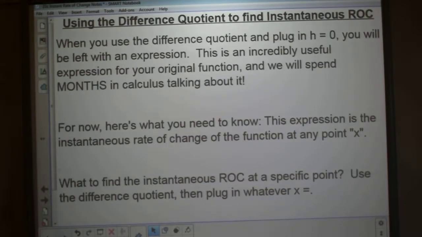When you use the difference quotient and plug in h equals 0, you'll be left with an expression, like 2x plus 3 or something like that. This is incredibly useful. We will spend months in calculus talking about just this expression. For now, here's what you need to know. This expression is the instantaneous rate of change of the function at any point x. Once you find the expression from the difference quotient, and you want to find the slope at a specific point, or the instantaneous rate of change at that point, plug in whatever that x equals.